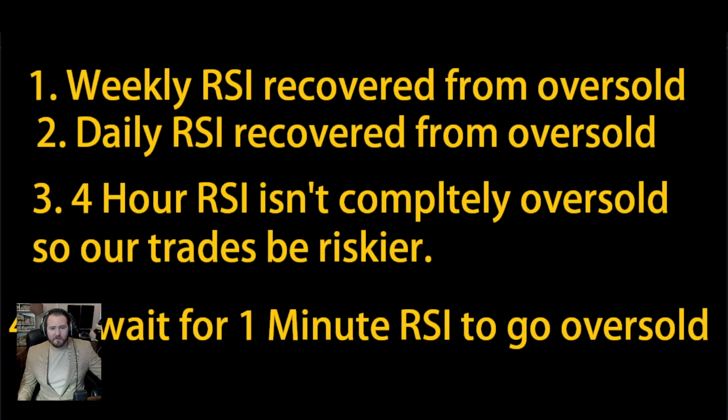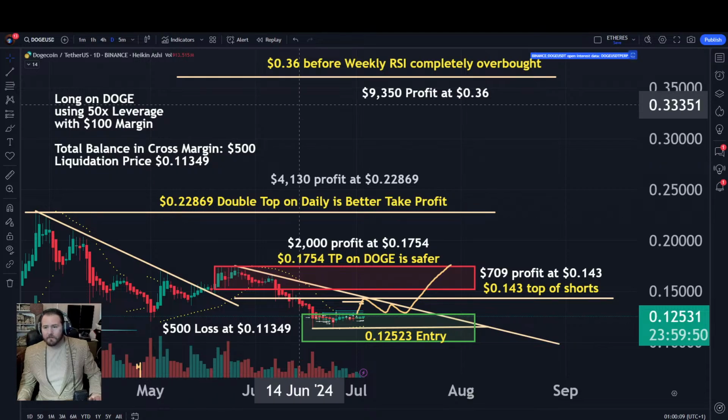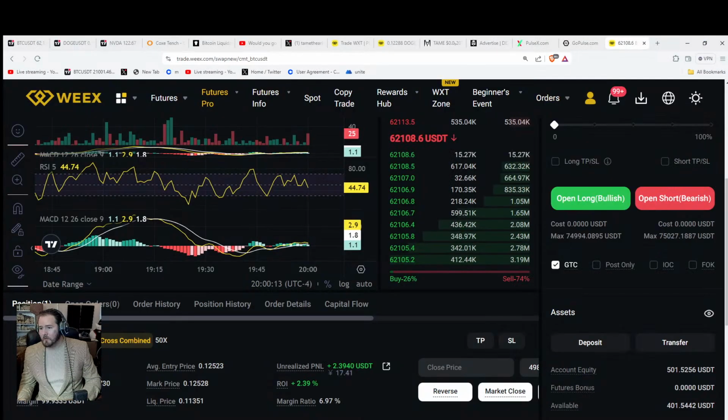A reminder for entering this trade: the weekly RSI was oversold. Daily recovered from being oversold. 4-hour RSI wasn't completely oversold, so our trade's risky. And we were trying to wait for the 1 minute, but did not wait for the 1 minute all the way. Let's go over here and see how our trade is doing on the WEEX platform.